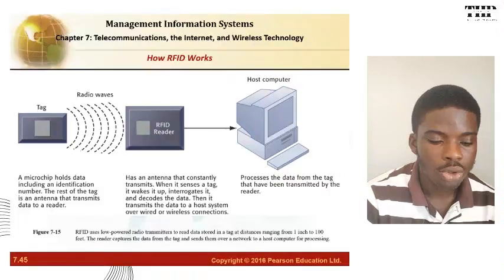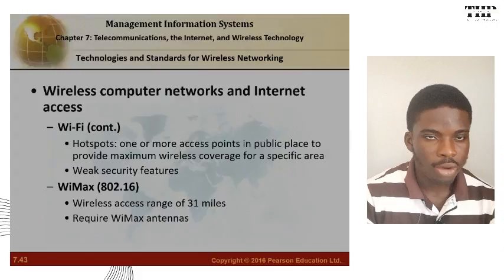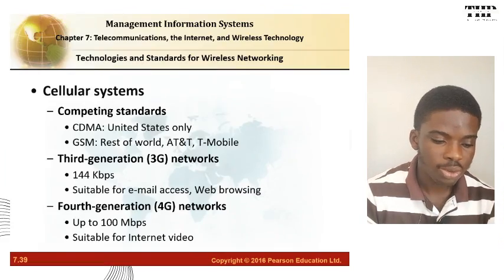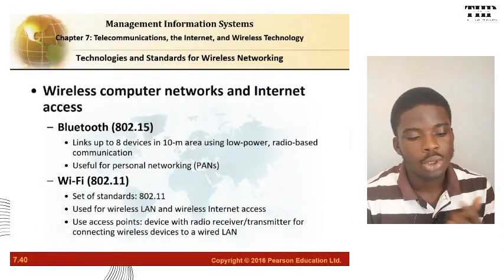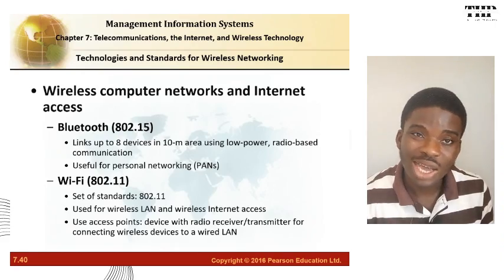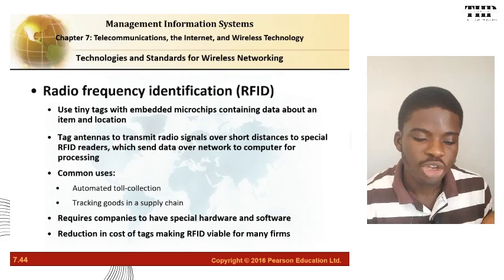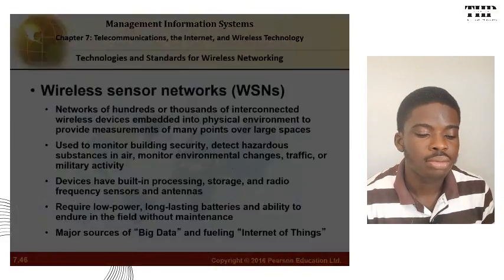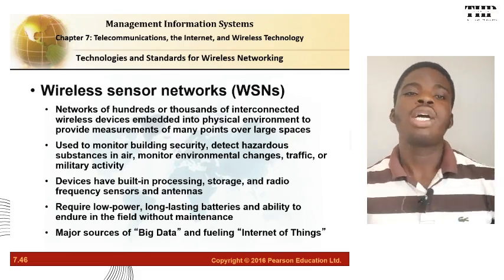Right. So let's quickly go through, right. So when you talk about the technologies and standards for wireless networking, it begins with what? Cellular systems. You have your wireless computer networks and internet access. Radio frequency identification. And wireless sensor networks. So these four make up the technologies and standards for wireless networking.